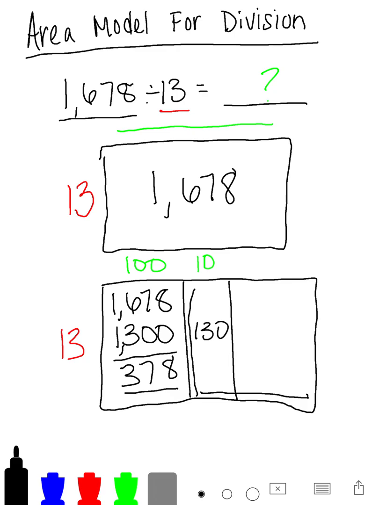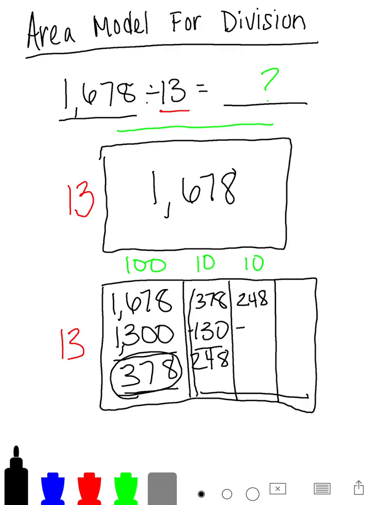And I'm going to do times 10 this time. So 13 times 10 equals 130. So I need to subtract it from the area that I have left, and that's the 378. So 378 minus 130 equals 248. So I can do another group of 10.